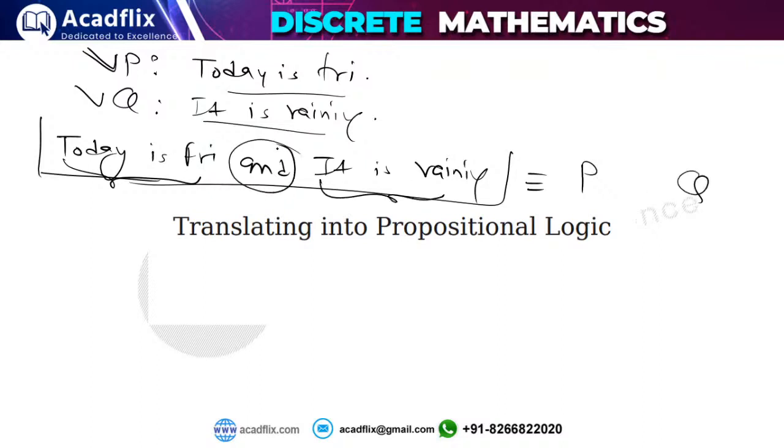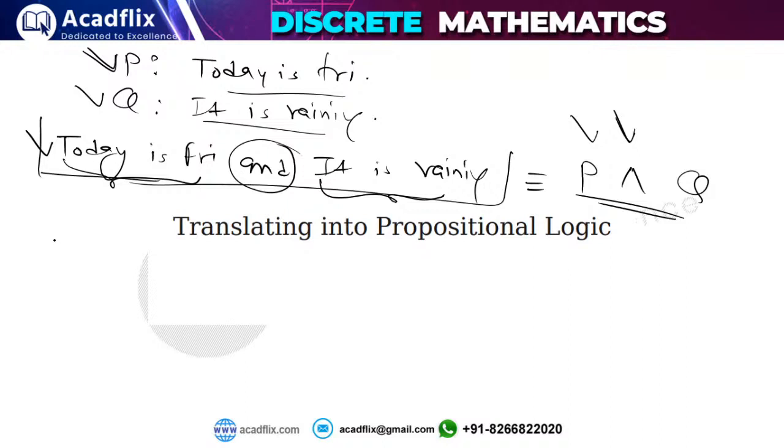Now this "and" is represented by conjunction. I already told you in yesterday's class, this "and" is represented by conjunction. Basically this symbol means and. So this means P and Q. So we have converted this English statement into a propositional logic formula.